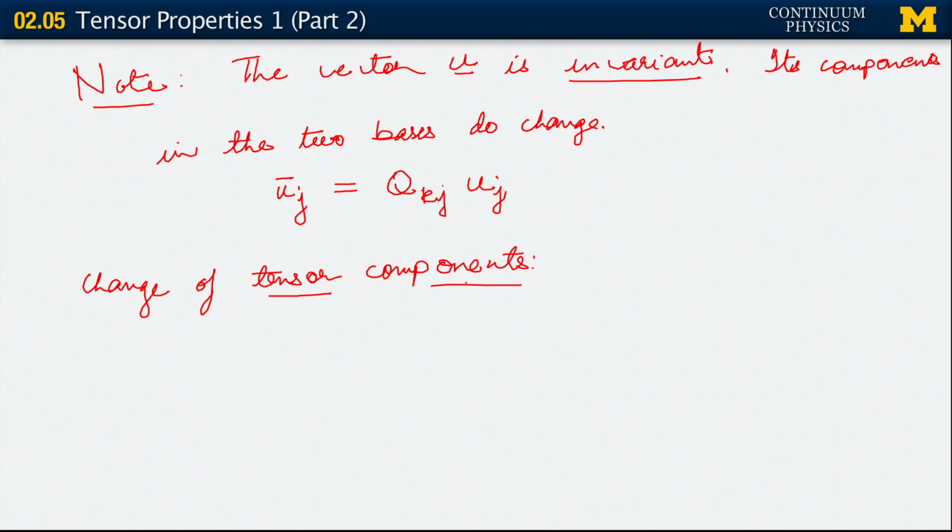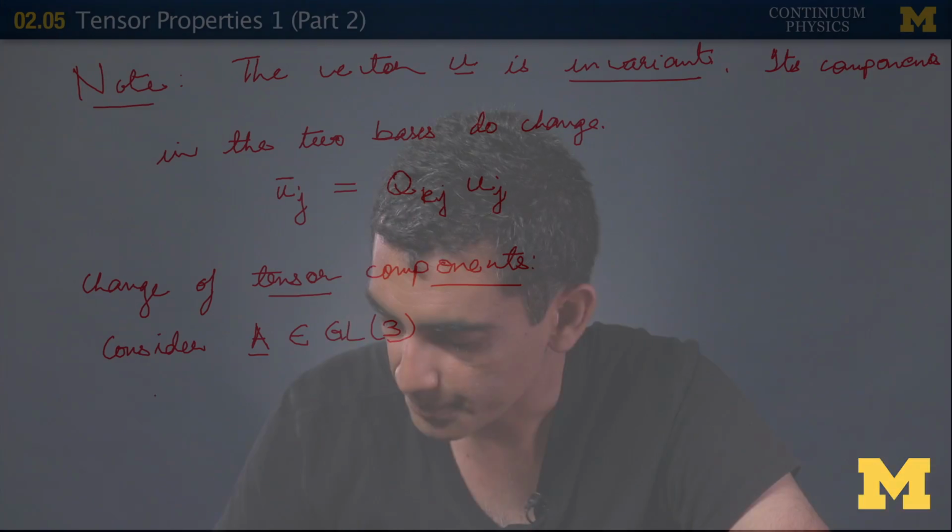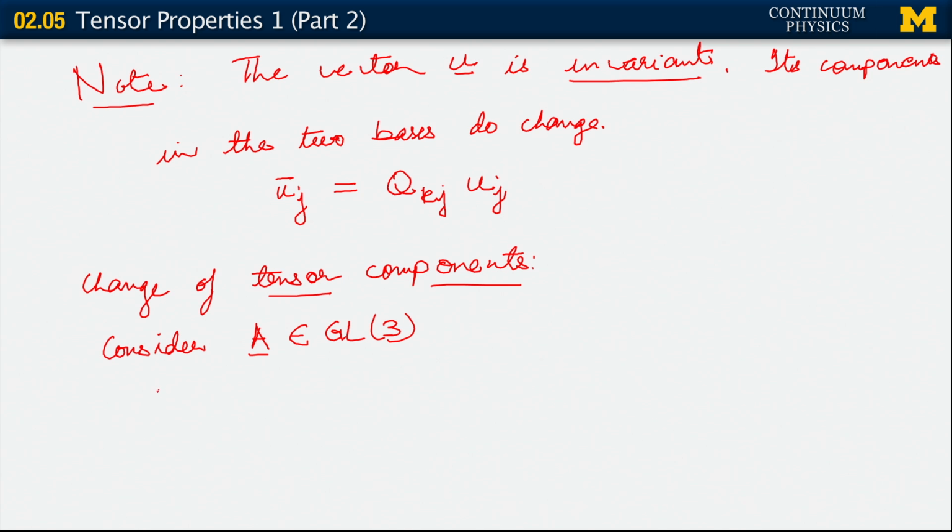All right? The same idea. Consider a tensor A which belongs to this general group of linear operations on 3 dimensions, and that's how we wrote it out, GL3. Now, just as for the vector, the tensor doesn't change. The tensor is invariant. We are just going to write out its components in terms of the two bases. So, we will get the following.